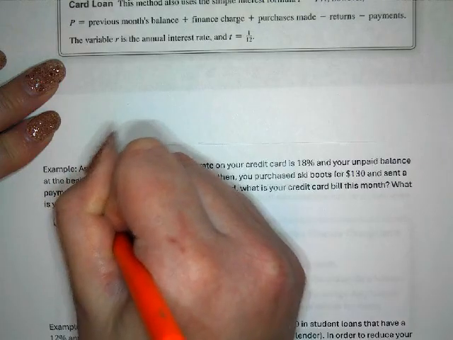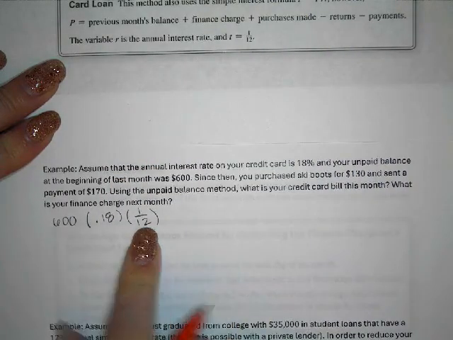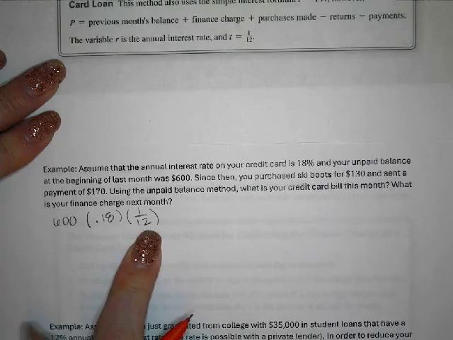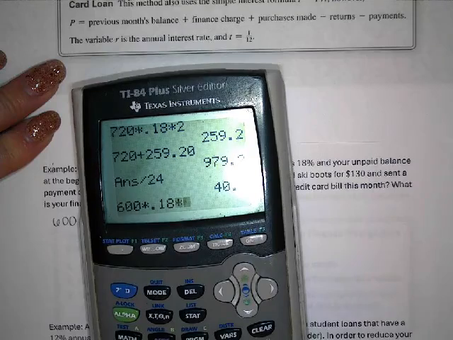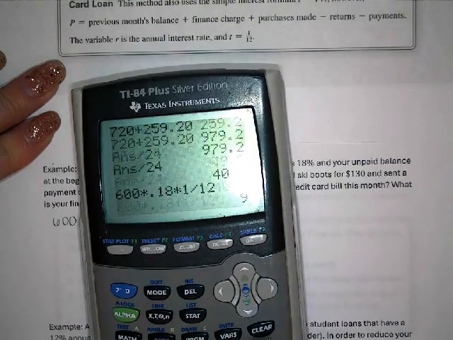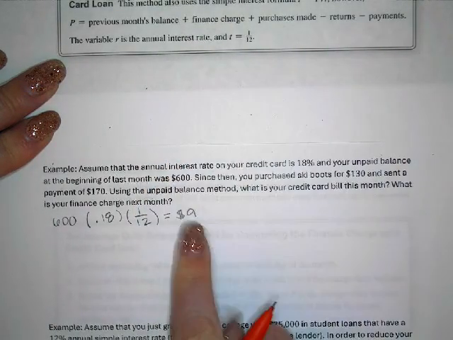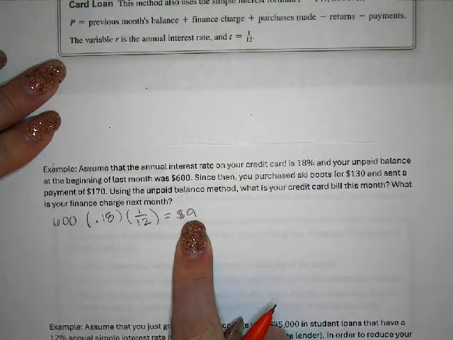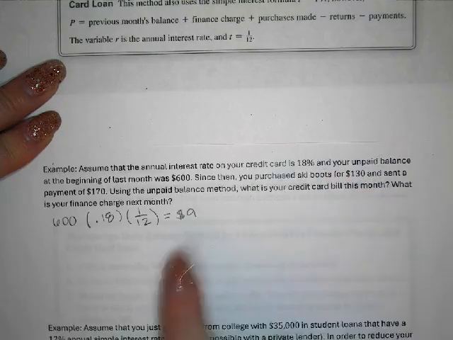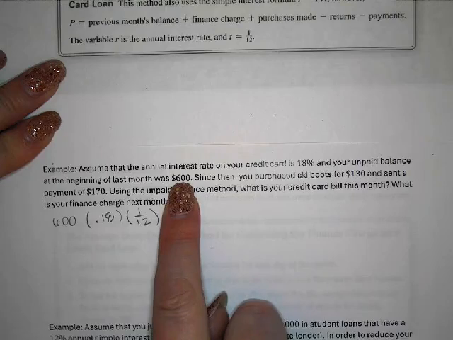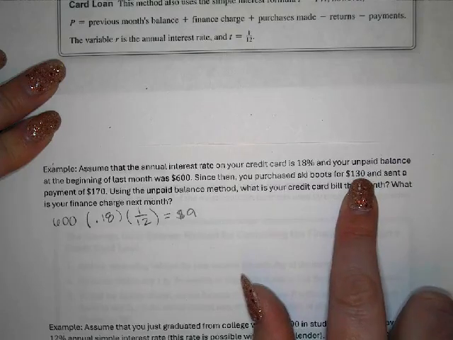So we're going to calculate this interest by doing 0.18 multiplied by 1/12 for 1 month. So this is us calculating the finance charge. Okay, so 600 times 0.18 times 1/12 is $9. So our interest charged here, or our finance charge, is going to be $9. Since then, you purchased ski boots for $130. So those are all the things that you have charged. You have $600 in a previous balance, a $9 interest charge, and you also bought boots for $130. Those were charged as well.